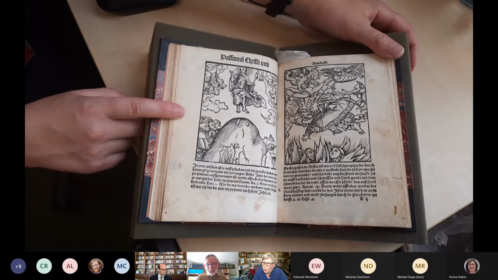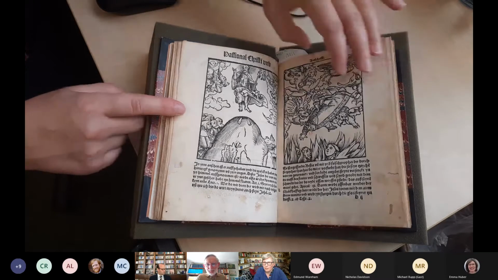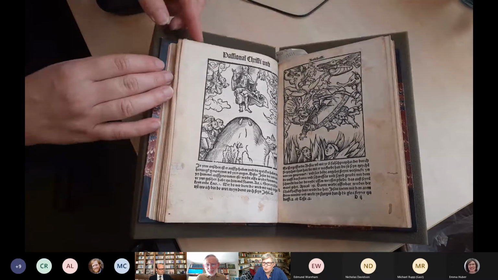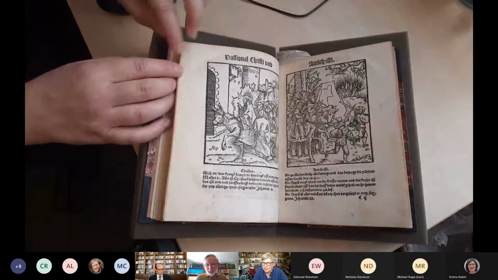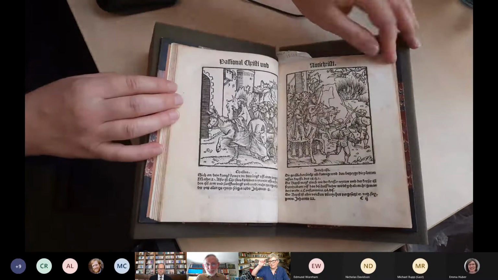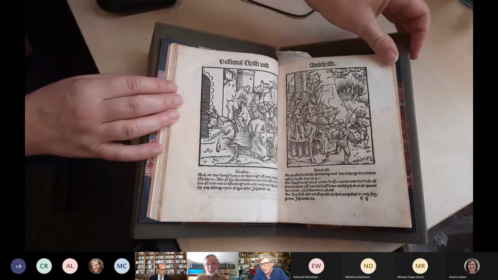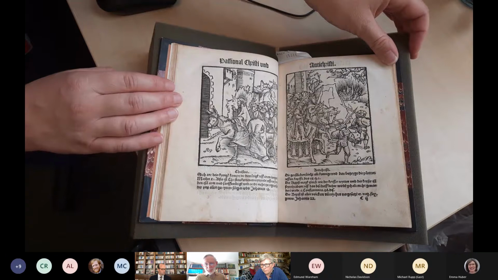So if you could go to one of the earlier pairs so that we see how it should be normally. There you see the Antichristi in the same large font as the Passional Christi und on the top.